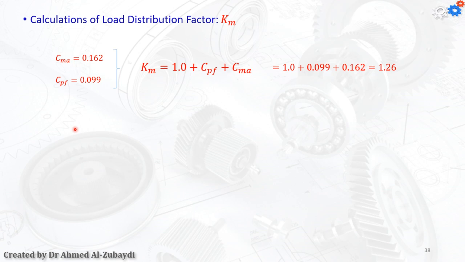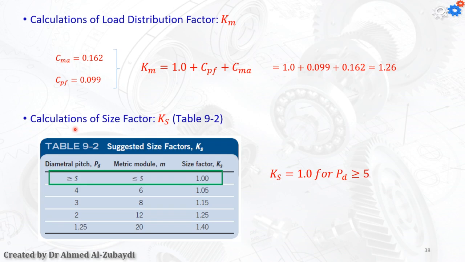Now, that's what we call the load distribution factor. Now we need to find the size factor or the KS, and we can do that from table 9.2, and the KS for when the module or the diametral pitch value is more than 5. Okay, my diametral pitch is more than 5, we got 11.25. So we're going to choose the value for the KS to be equal to 1.